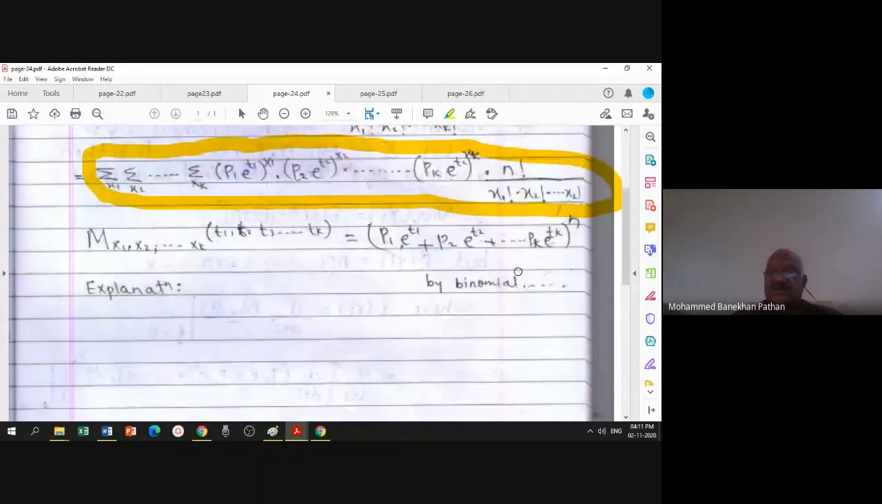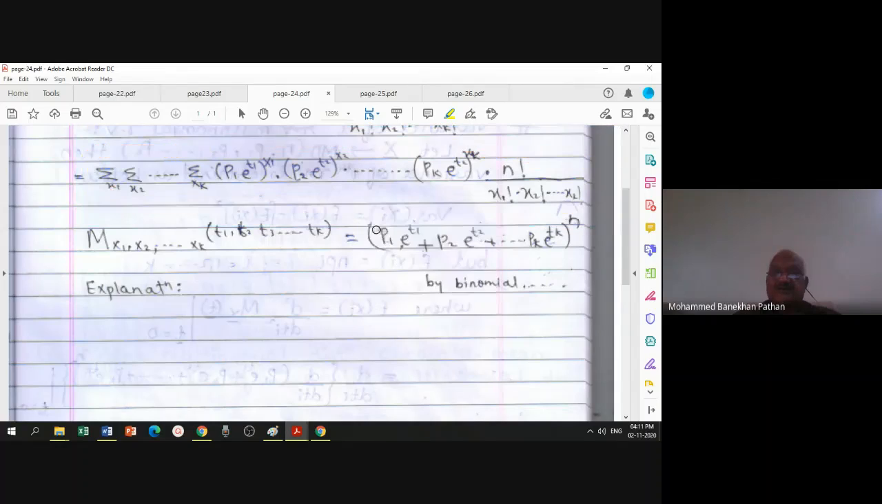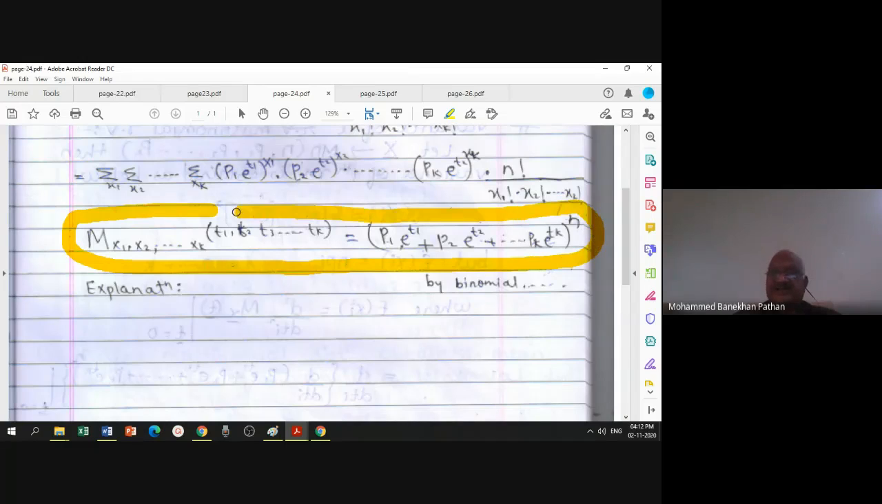So this is the final answer for the MGF of the multinomial distribution, to be remembered nicely, because all coming results will be based on this formula. So this expression is very important for making further derivations.